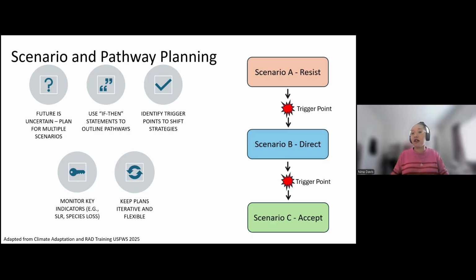So here we have scenario A, you might start resisting. And then there's a trigger point, and that could be increased sea level rise, more frequent storms. Maybe sea level rise finally reaches a certain measurement, and then you'll direct. And then you have another trigger point, and then you realize that you simply need to accept. And maybe that means accepting here, but deciding to resist and direct somewhere else. So just think about that when you're connecting your RAD to scenario and pathway planning.